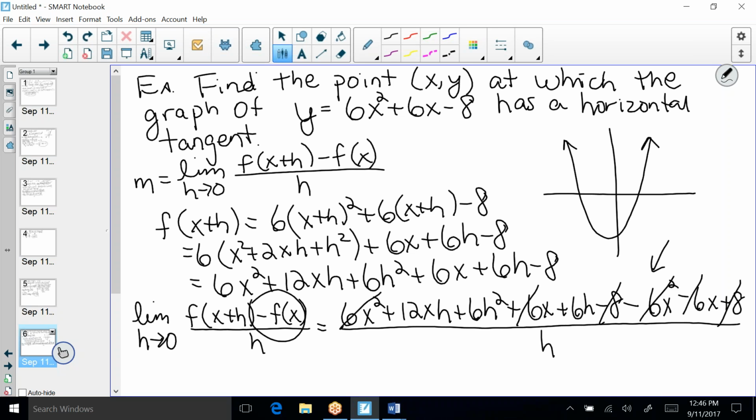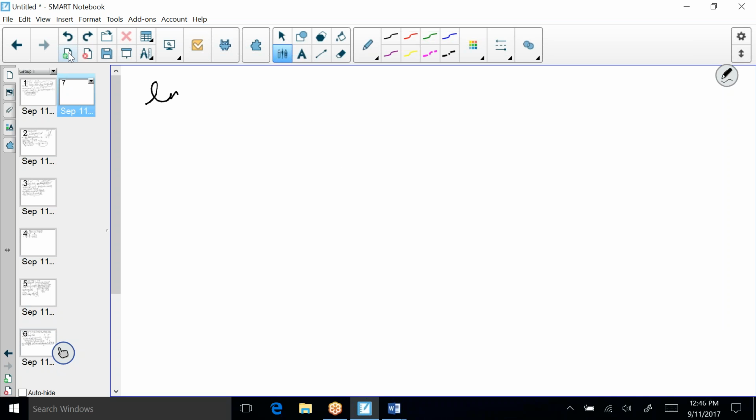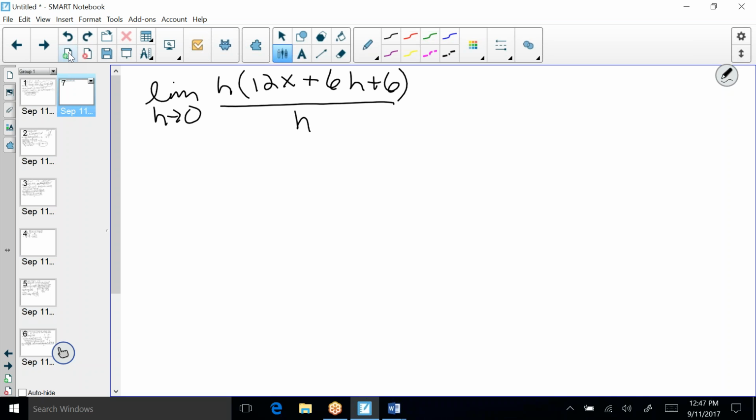So yeah, we're going to cancel that h. So we're going to factor out an h on the next step here. The next step, you should have gotten a limit as h goes to 0, factor out that h, and then what you're left with is 12x plus 6h plus 6 divided by h. And then we can cancel those h's. Is that what you got?